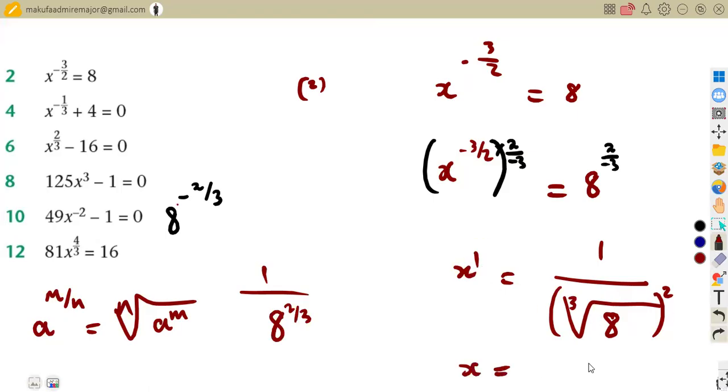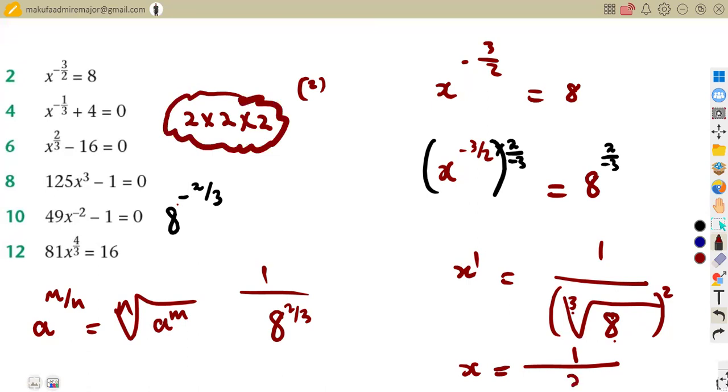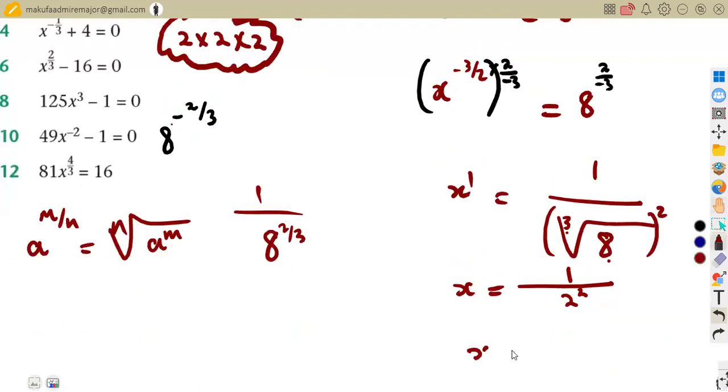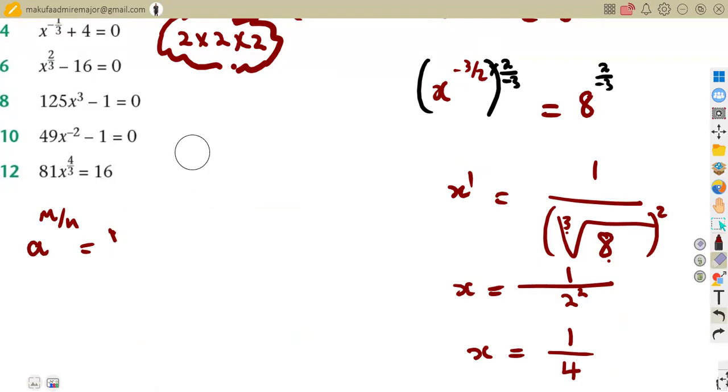x to the exponent of 1, like I said, is x. So that will be 1 over the cube root of 8, which is the number that multiplies itself 3 times to give us 8. That is 2: 2 times 2 times 2 gives us 8. But everything must be raised to the exponent of 2. So if you simplify this, we have 1 over x is equal to 1 over 2 to the exponent of 2, which is 4. So that is the answer I'm supposed to obtain if I simplify this properly.